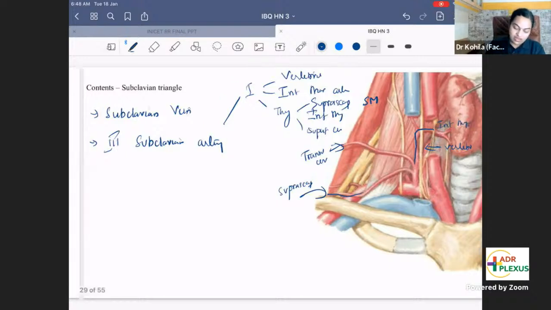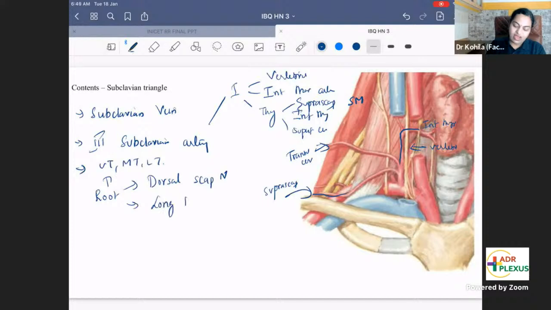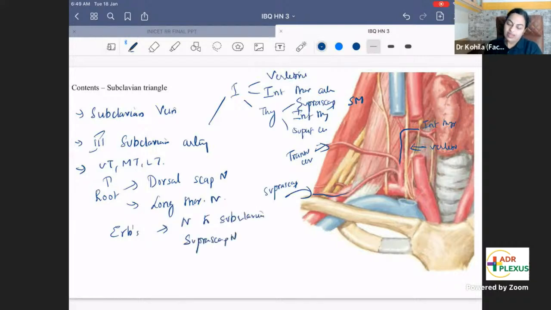Okay, guys. Then the upper trunk, the middle trunk, the lower trunk of the brachial plexus, and the supraclavicular part of the brachial plexus, the branches from the root, the dorsal scapular nerve, the long thoracic nerve, accessory branch to phrenic nerve, branch from Erb's point. What are they? Nerve to subclavius, suprascapular nerve. All these will be contents of the subclavian triangle, right?